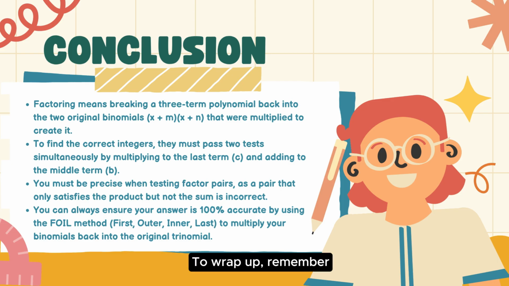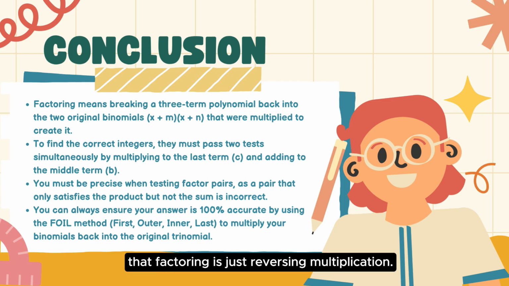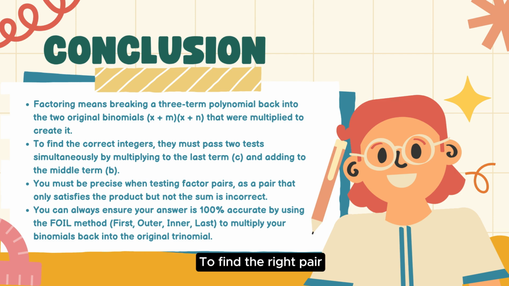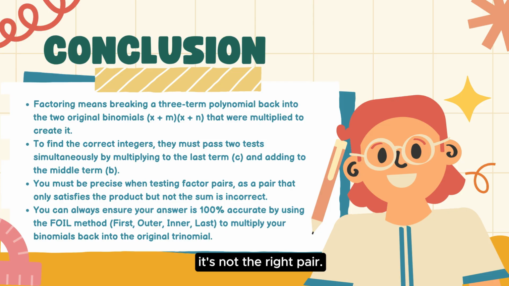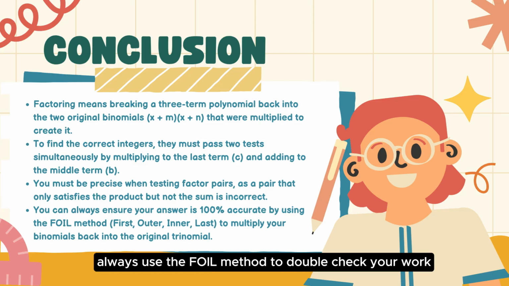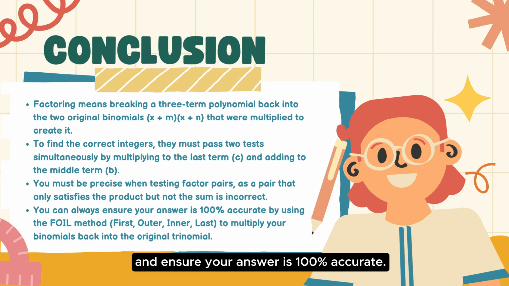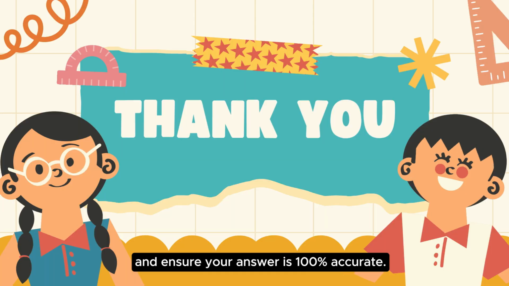To wrap up, remember that factoring is just reversing multiplication. To find the right pair, they must multiply to the last term and add to the middle term simultaneously. If it doesn't pass both conditions, it's not the right pair. Finally, always use the FOIL method to double-check your work and ensure your answer is 100% accurate.